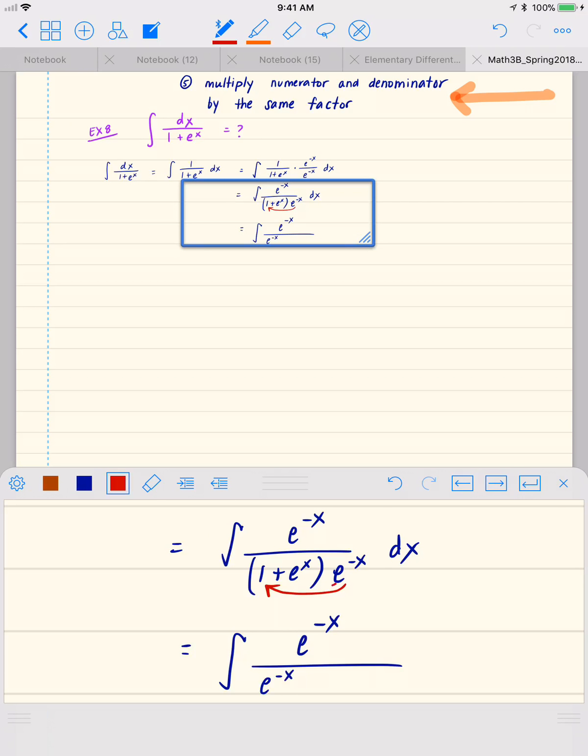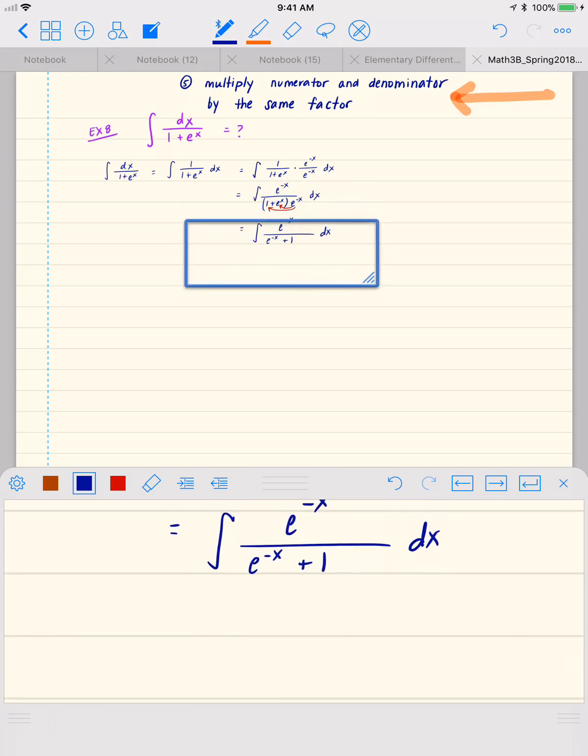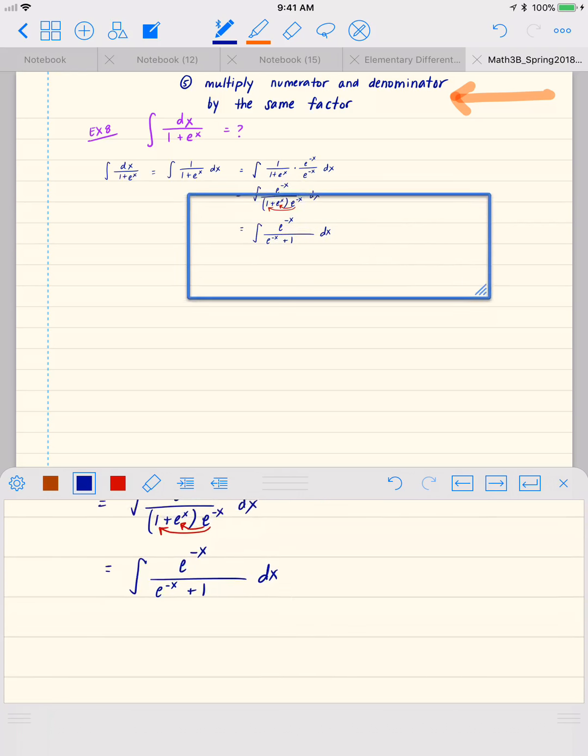But now this e to the negative x times e to the x is going to give me just a 1, right? Plus 1. And now I can say, oh, I forgot my dx. Now I'm ready for a U-Substitution.